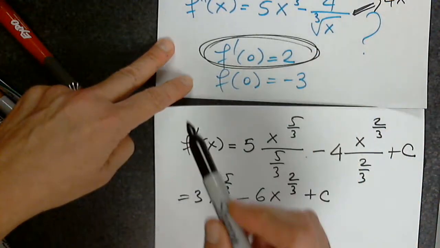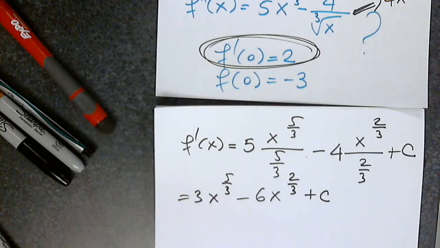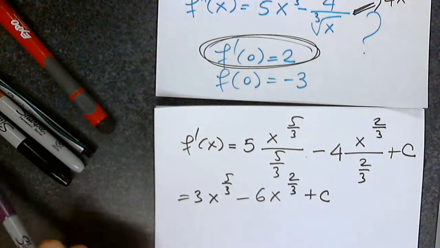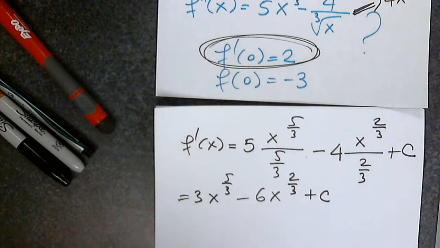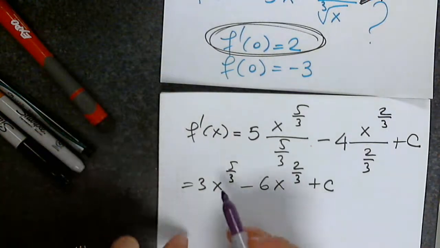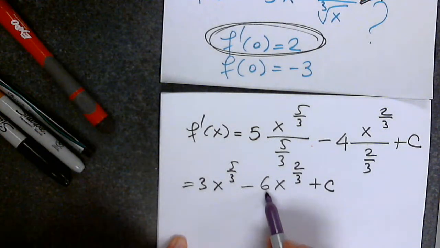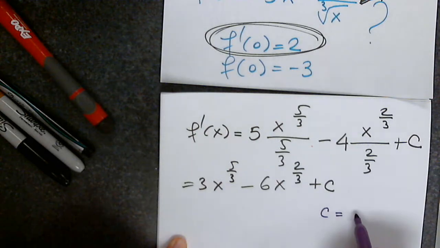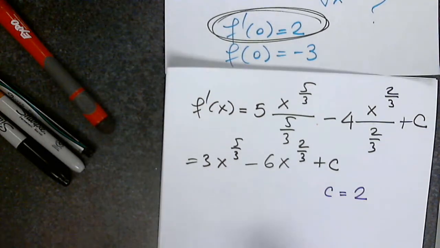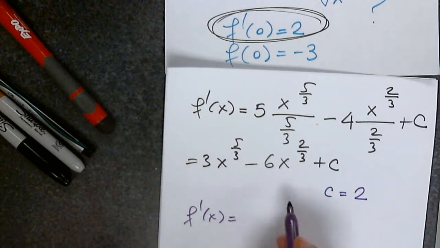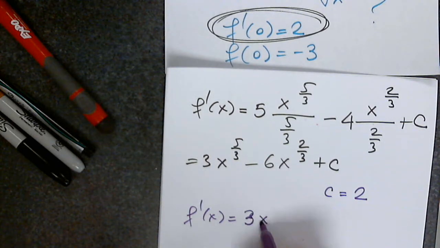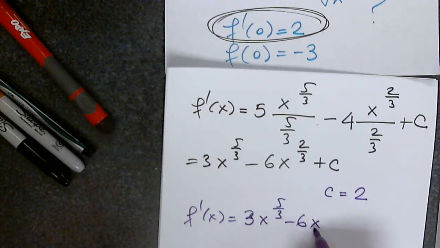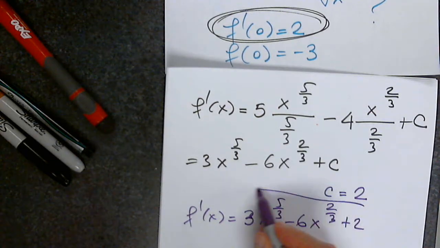I'm given this piece of information. I am told that f prime of 0 is 2. Why is this information given here? To find c. Good. So then 3 times 0 is 0, 6 times 0 is 0, so then c equals 2. So we found the first derivative, which is 3x to 5/3 minus 6x to 2/3 plus 2.